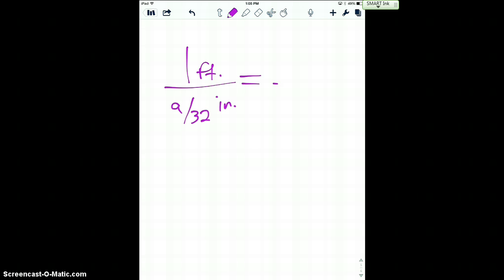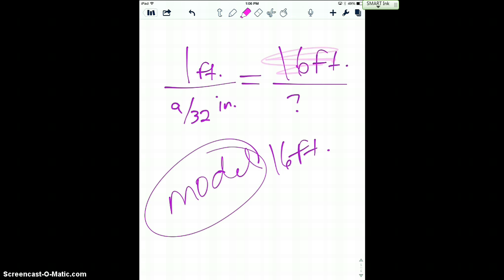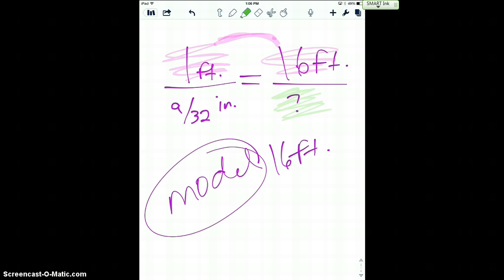And then I'm going to set that equal to, it said the model at the Science Museum was 16 feet in height. So where is that 16 going to go, on the numerator or denominator? Well, it's the model, so it's going to go on this numerator because that corresponds with the numerator over here. These both deal with the model, the scale model. And we're trying to find what the actual height would be.